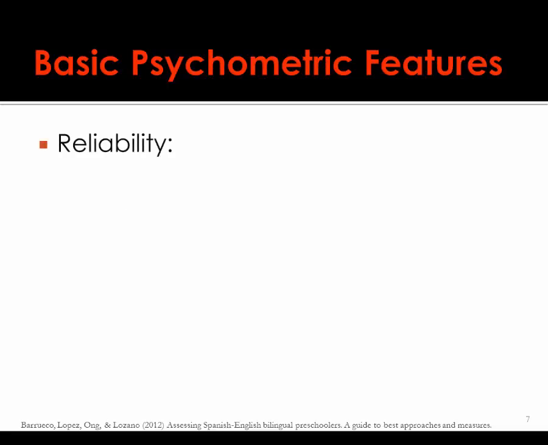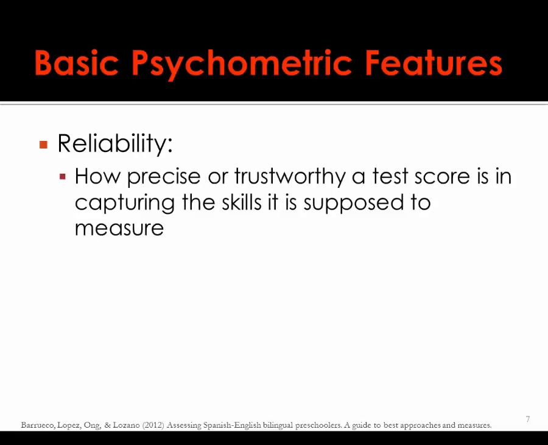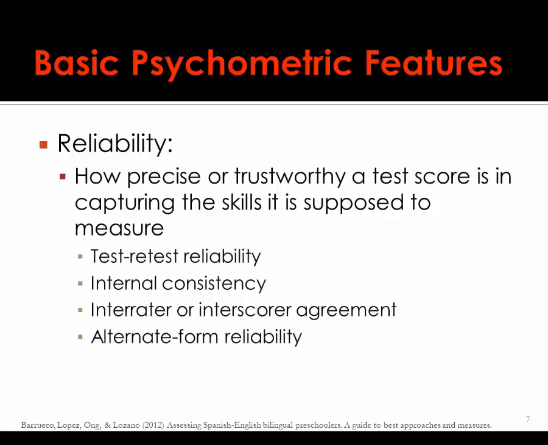So let's discuss briefly what we mean when we talk about basic psychometric features. The first one, as you probably recall from other classes, is reliability. That is, how precise a test score is in capturing the skills that it is supposed to measure, and how stable the results are. Usually, test manuals include a variety of reliability coefficients. These are usually correlation coefficients from 0 to 1. The closer the number to 1, the better the reliability. And in the manual, you will find these types of reliability: test-retest, internal consistency, inter-rater or interscorer agreement, and alternate form reliability.